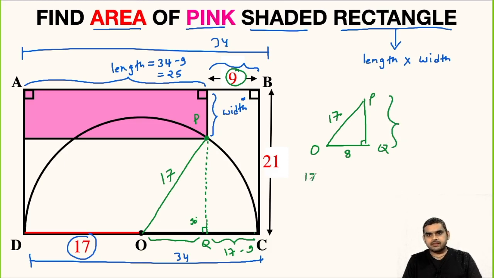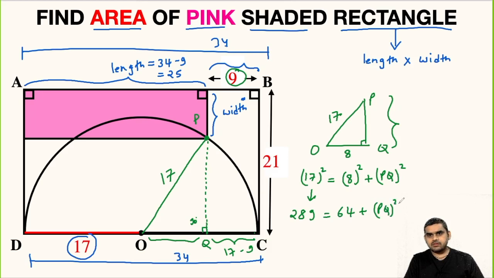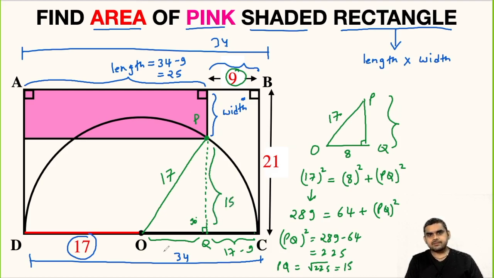So we will get 17 squared is equal to 8 squared plus PQ squared. So 17 squared is 289 and is equal to 64 plus PQ squared. So PQ squared will be 289 minus 64, which is 225. So PQ will be the square root of 225, which is 15. So this length is 15 units.